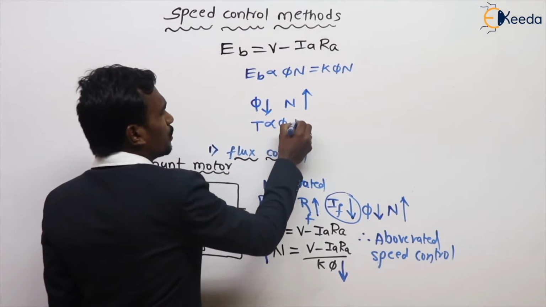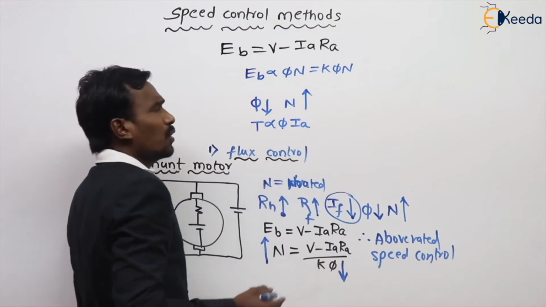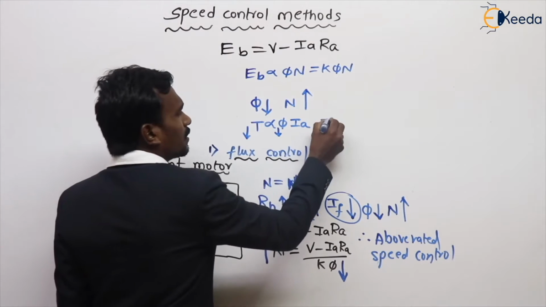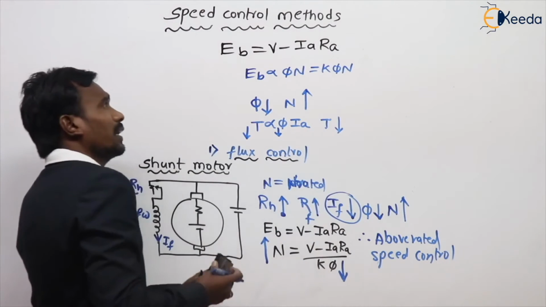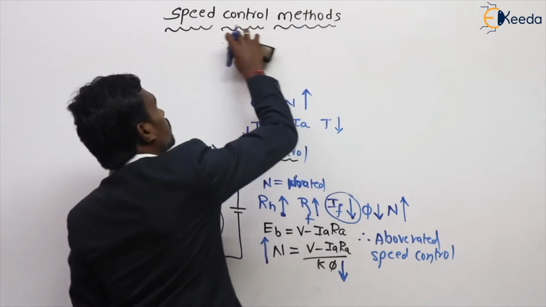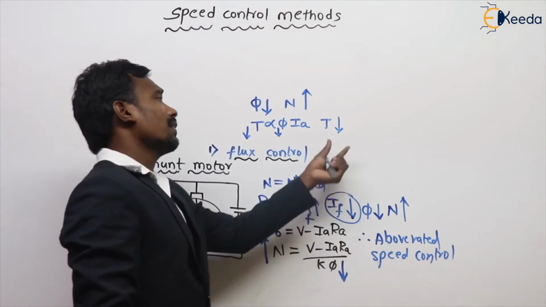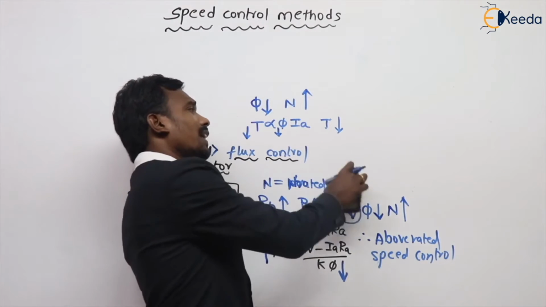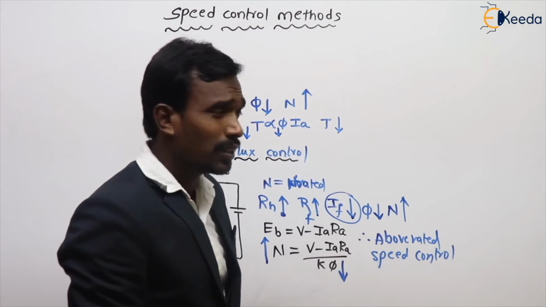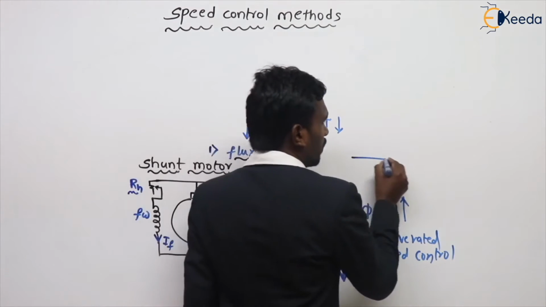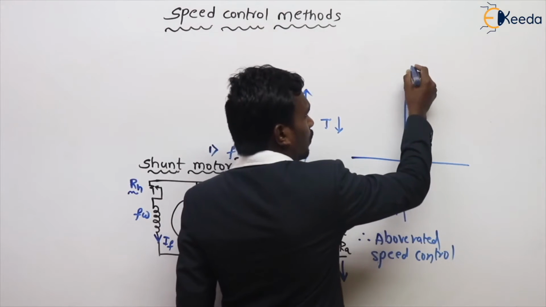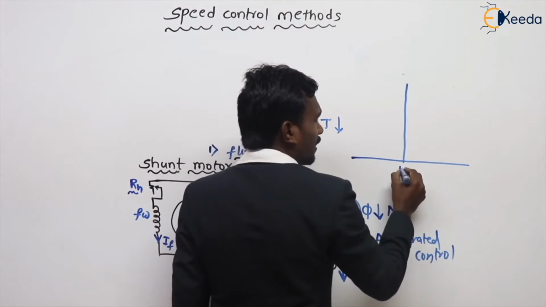Torque is directly proportional to phi into Ia. When the flux reduces, then automatically torque also reduces. So in flux control method, the speed increases, but the torque reduces. Are you getting my point? So what happens, sir? For example, this is the speed and this is the torque. For example, this is the rated speed.